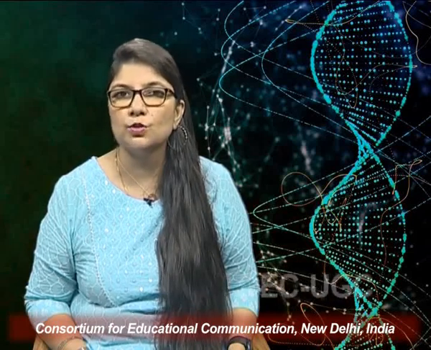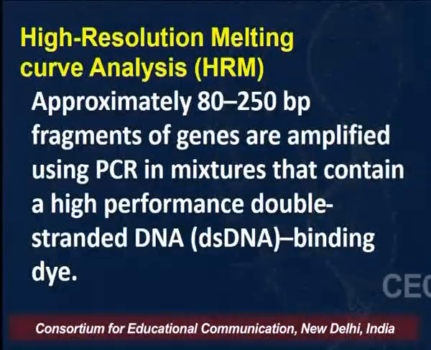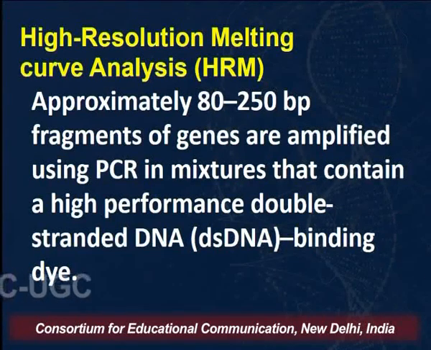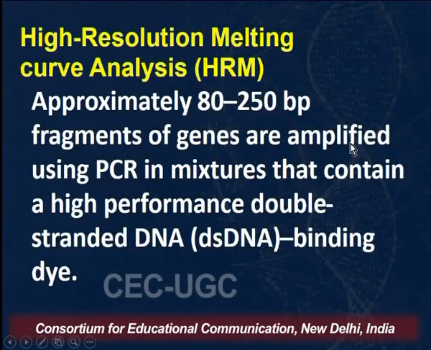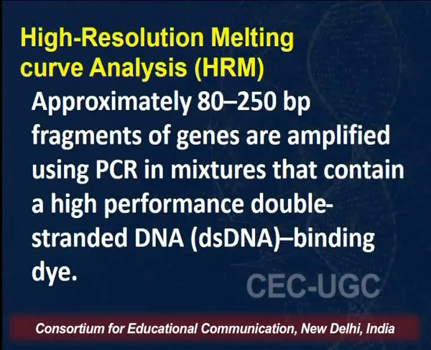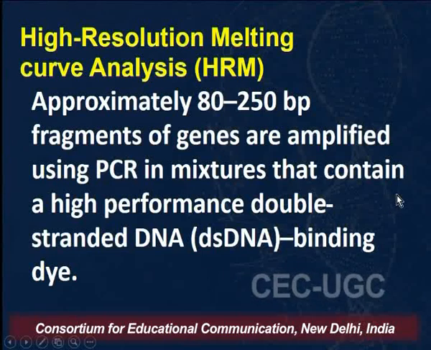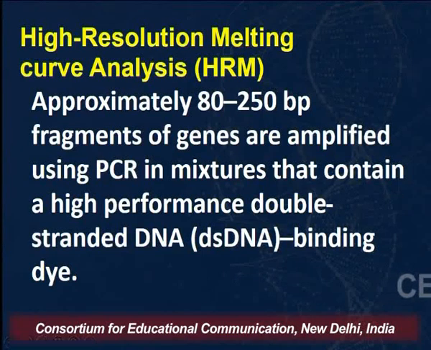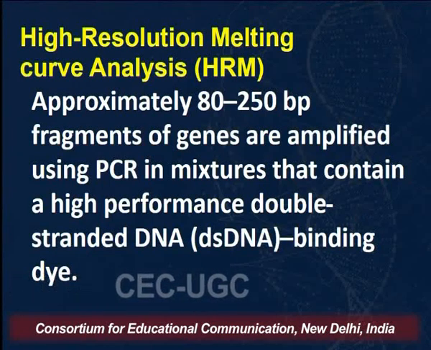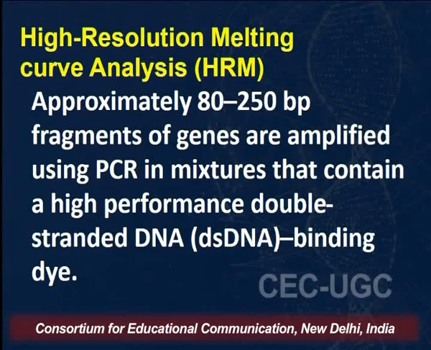Another application, or basically an analysis method also, is what is termed as the high resolution melting curve analysis. So apart from the TaqMan probe, this high resolution melting curve analysis can also be done just like for the analysis of the SYBR Green fluorescence detection. So what happens here is that approximately 80 to 250 base pair fragments of genes are amplified using PCR in mixtures that contain a high performance double stranded DNA binding dye. So just like SYBR Green, but it is not a high performance, it is a normal dye.